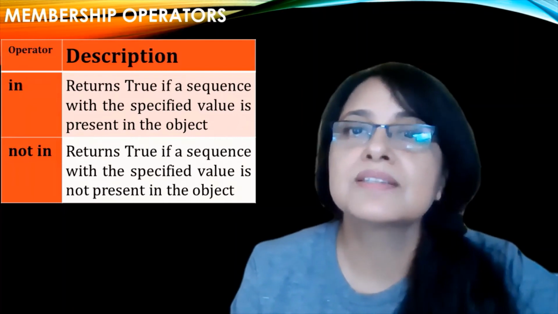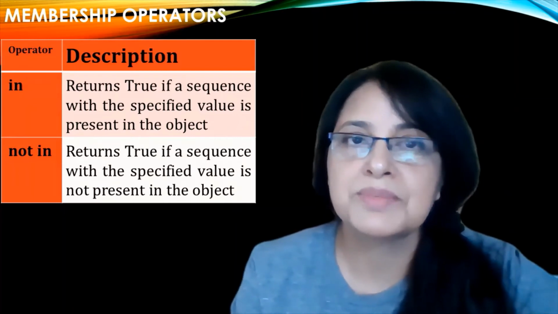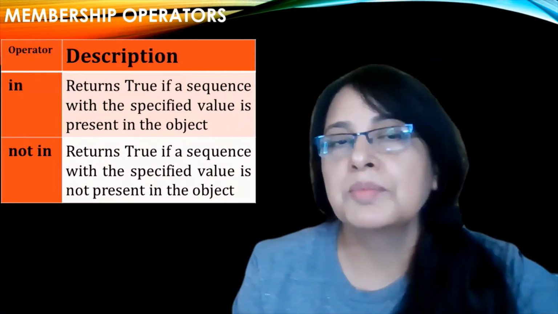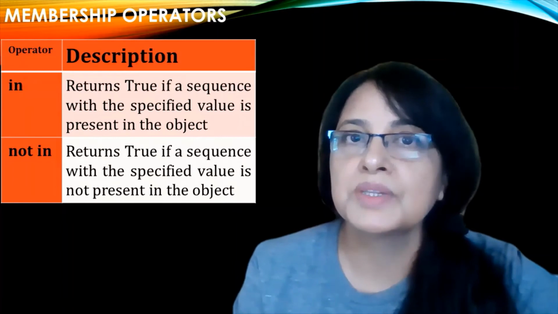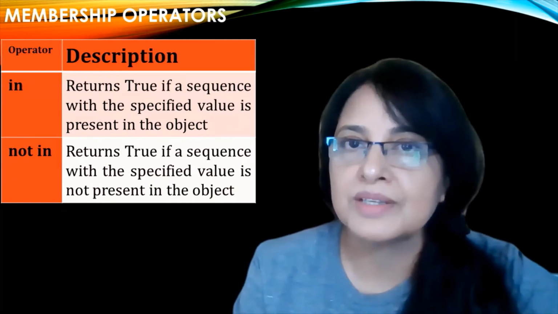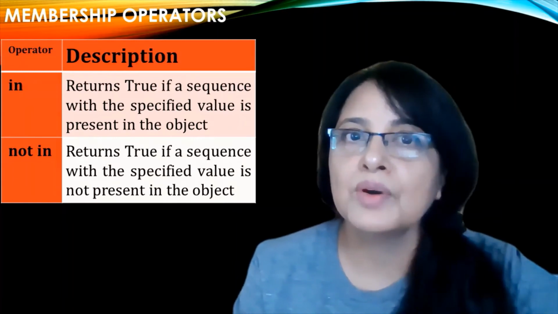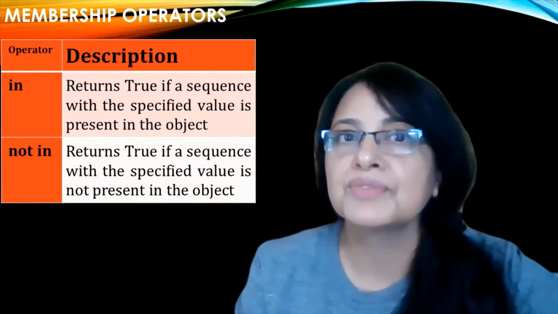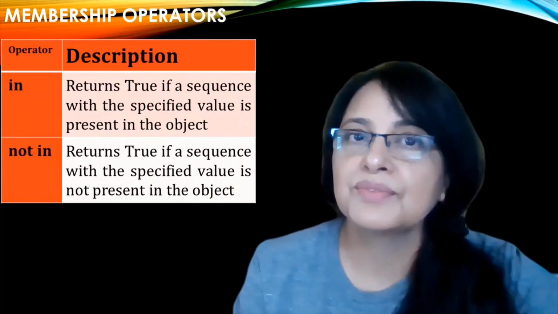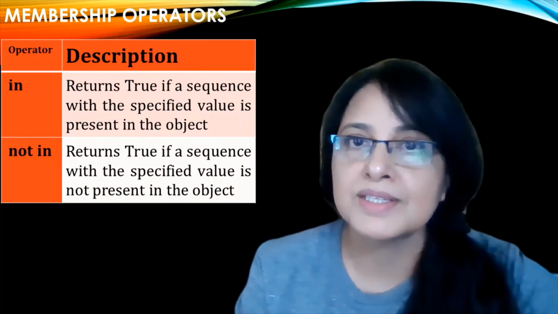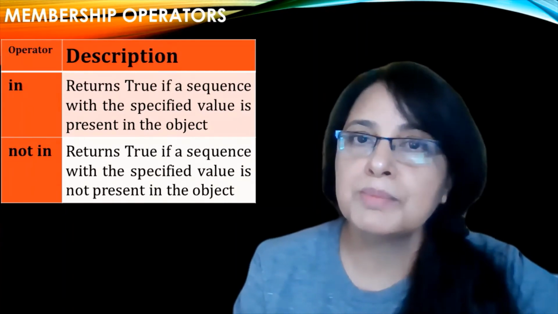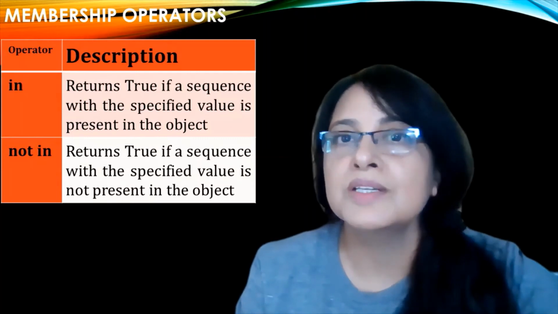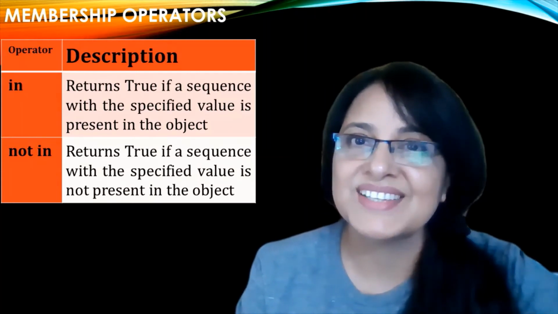We'll take a quick look at membership operators. We will, however, look at this again in the coming chapters. In is a membership operator that returns true if a sequence with a specified value is present in the object, and not in will return true if the sequence with the specified value is not present in the object. We'll see a lot of usage of membership operators when we do lists, tuples, and dictionaries.